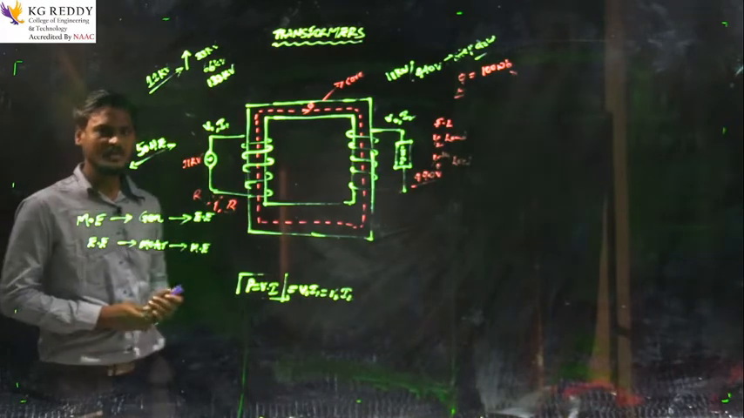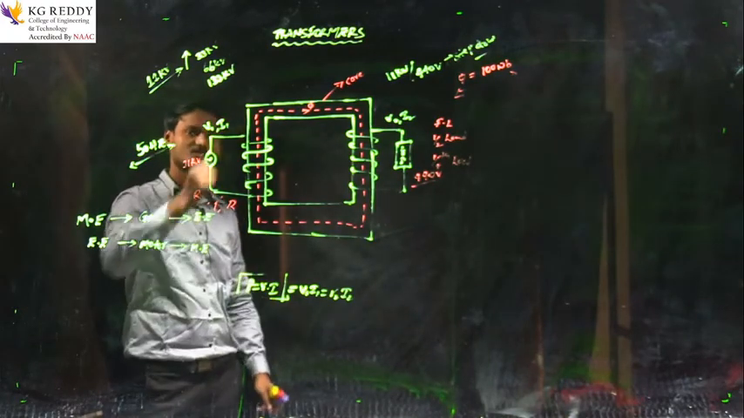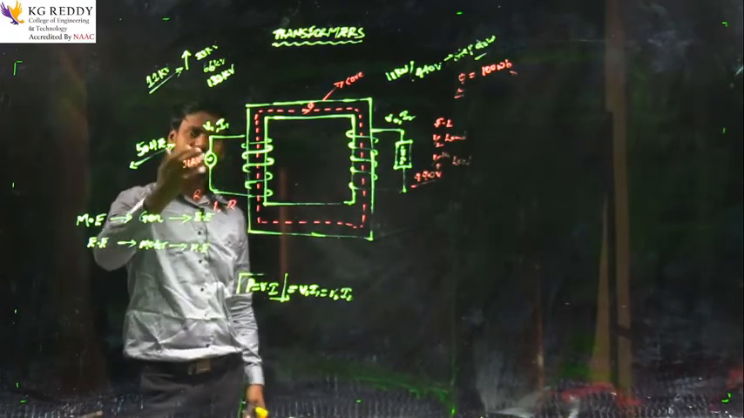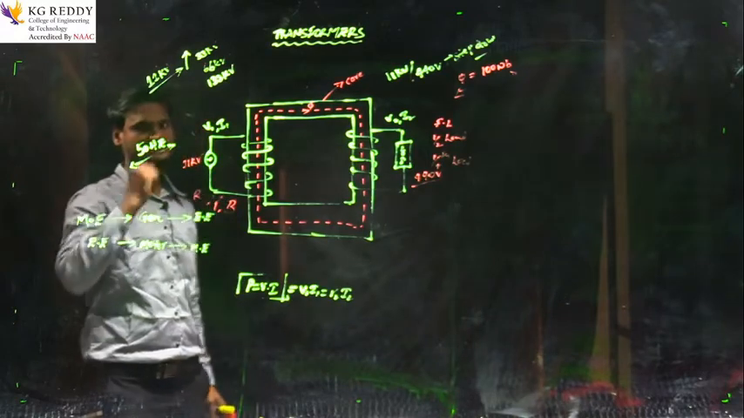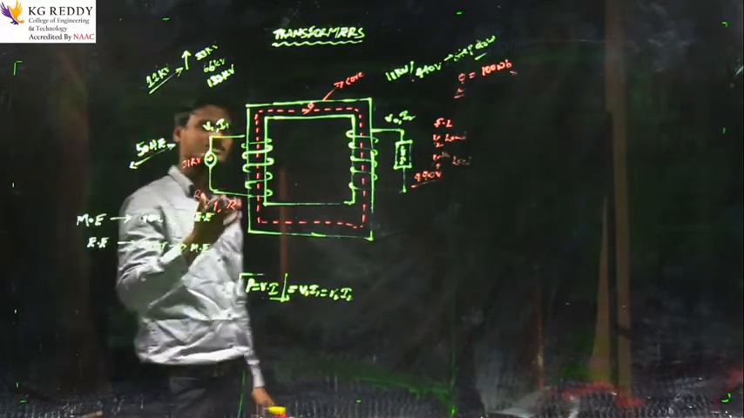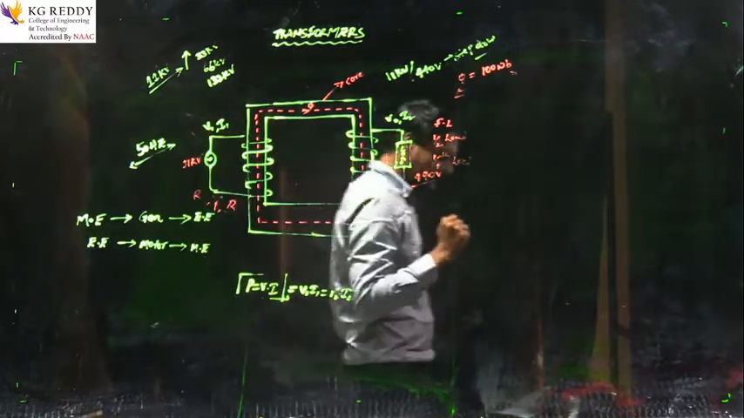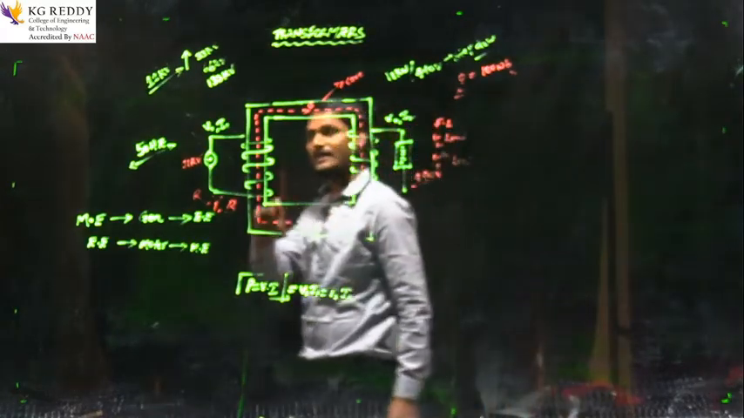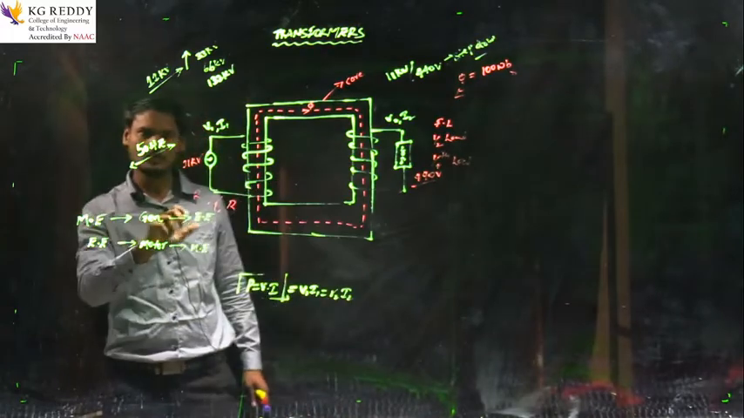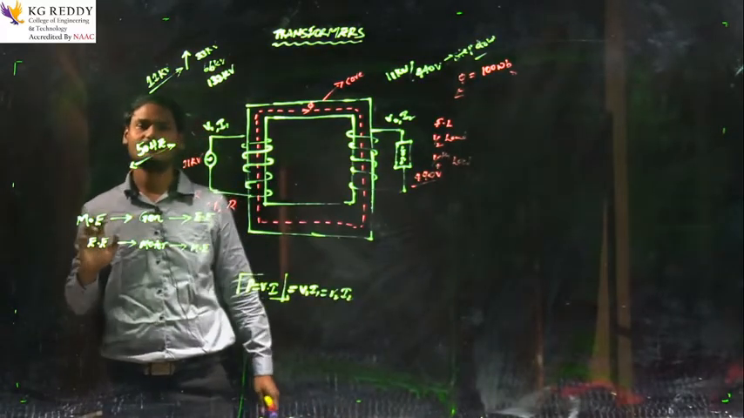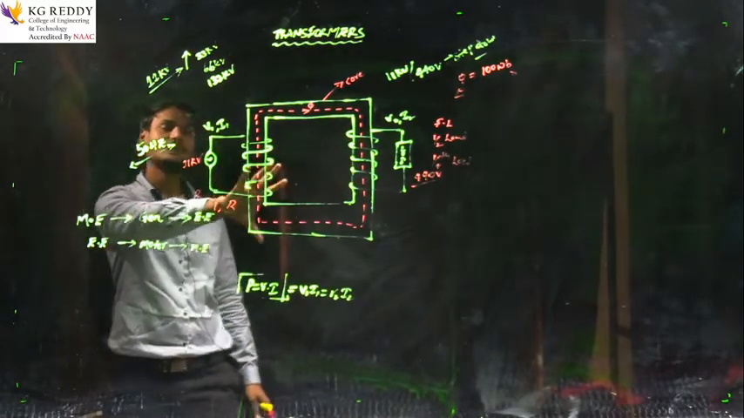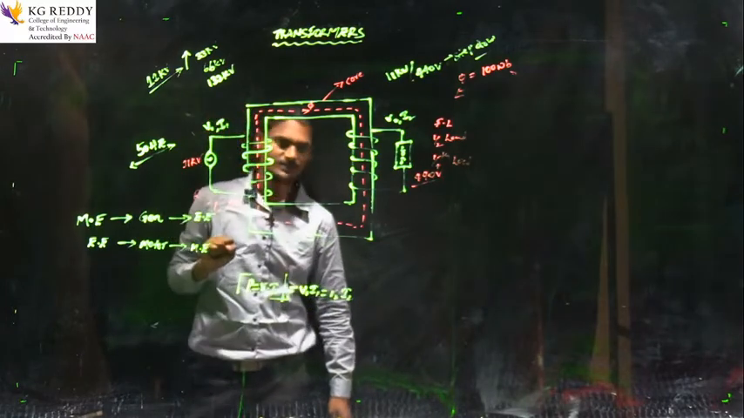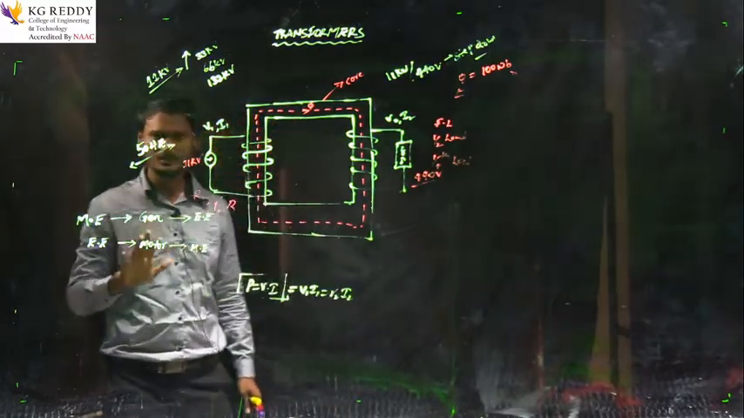Now, how many names can we call the transformer? It is around 5 to 6 names. The first one is a static device. The second one is a constant frequency device, and the transformer is also treated as a constant power device, a constant flux device and a constant frequency device, right. So these are the different kinds of names for the transformer. Is it clear? It is very clear, right.